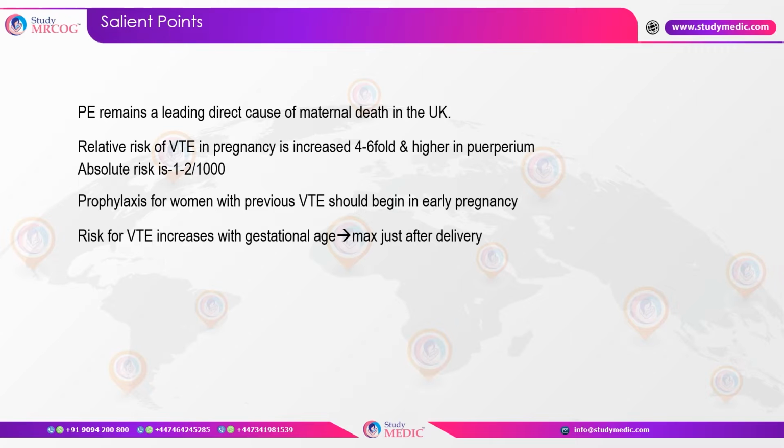Now, some of the salient points about thromboembolism in pregnancy. Remember that pulmonary embolism is a leading direct cause of maternal death in the UK, and relative risk of VTE in pregnancy is increased 4 to 6 fold. It is higher in the puerperium, but the absolute risk is 1 to 2 women per 1,000.